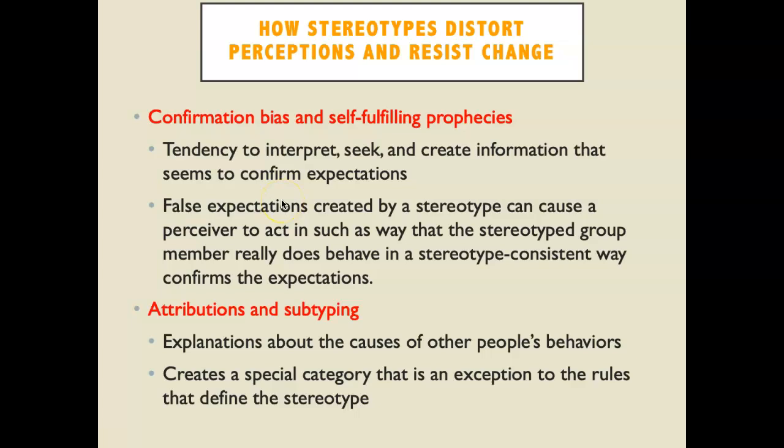So, how stereotypes distort perceptions and resist change. Well, we've seen some of the ways in which stereotypes form in this conditioning of basically a stereotype and the affect associated becoming a kind of conditioned, implicit thing. The more general ways in which stereotypes distort perceptions, well, we've seen it before: confirmation bias and self-fulfilling prophecies. So if we have certain expectations about a person based on our stereotypes, then we're going to more readily interpret, seek, and create information that seems to confirm.